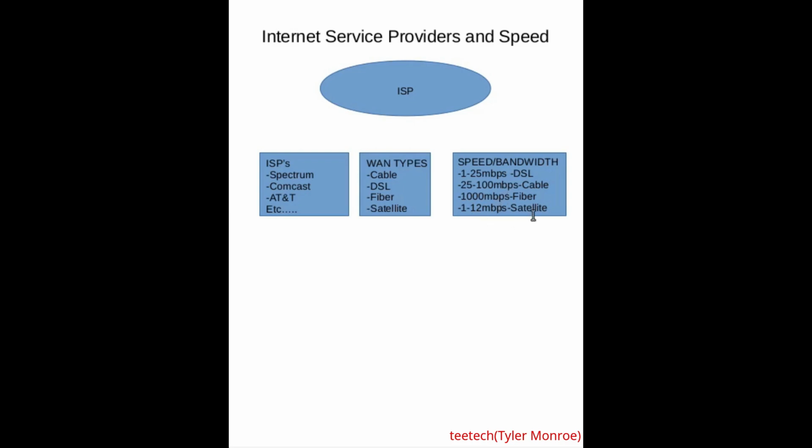Now, satellite is really good in areas like campgrounds or something where it's very hard to get a cable line or DSL or fiber. And they use these satellites up in space. Now, those do have a premium there, with 1 to 12 megabits, and they are very high latency, so they can be quite a bit slower.